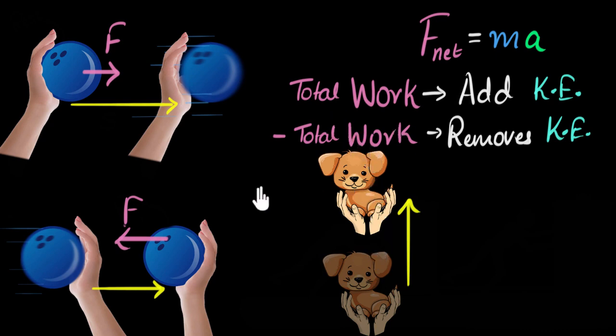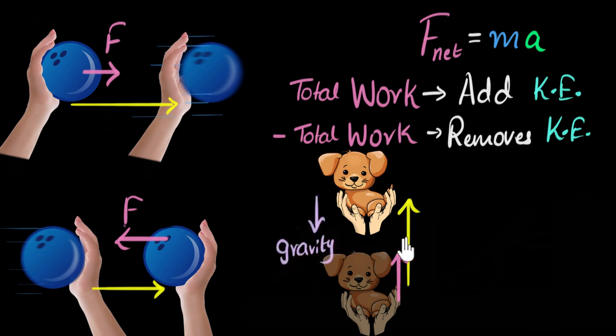But why? Clearly, I am pushing on it and I'm making it move. So why is the total work done 0? Can you pause the video and think about this one? Well, again, I am pushing on it and doing positive work, trying to add kinetic energy to this puppy. But there's one more force acting on this puppy. Which one? Gravity.